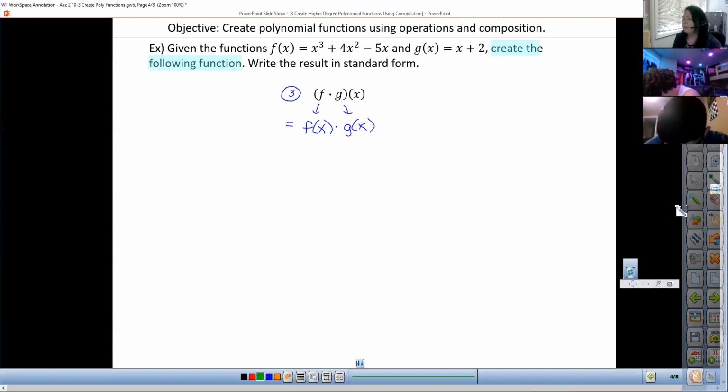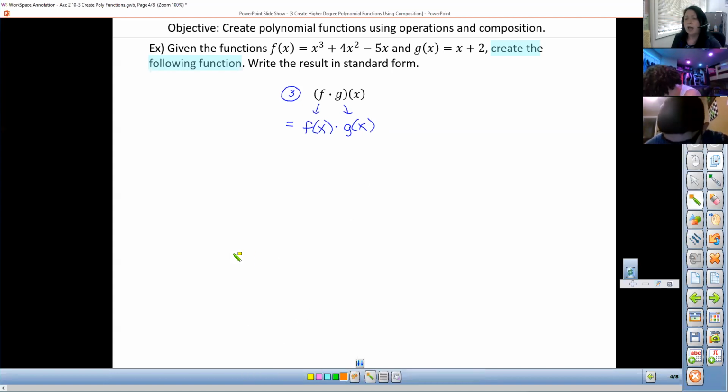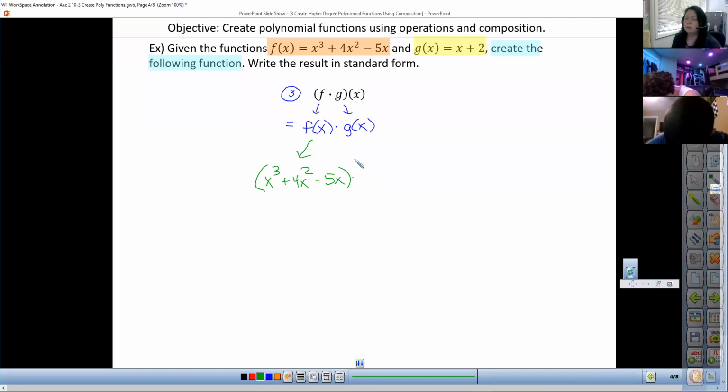So my f of x function, again, I recommend you use a highlighter to highlight each function. So here's f of x. It has 3 terms. And here is g of x. It has 2 terms. So my f of x is that trinomial x cubed plus 4x squared minus 5x times, and you can put a dot if you want to, but it's not required because 2 parentheses next to each other always means multiplication. And g of x is x plus 2.